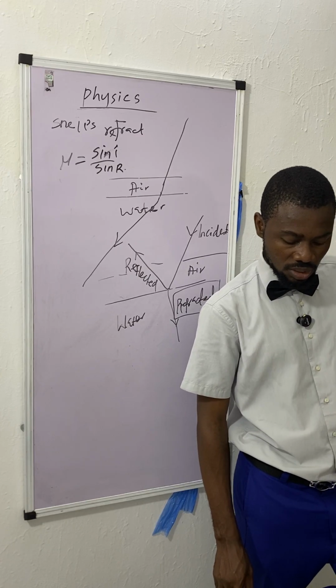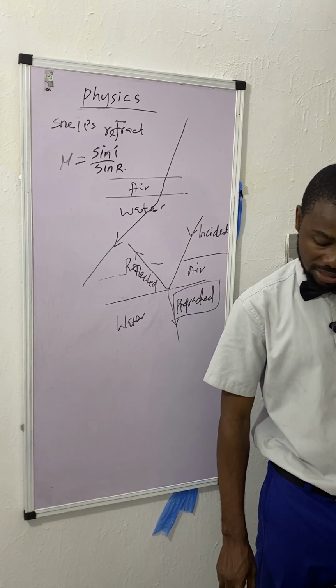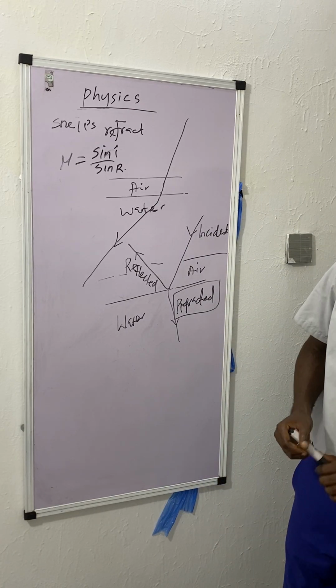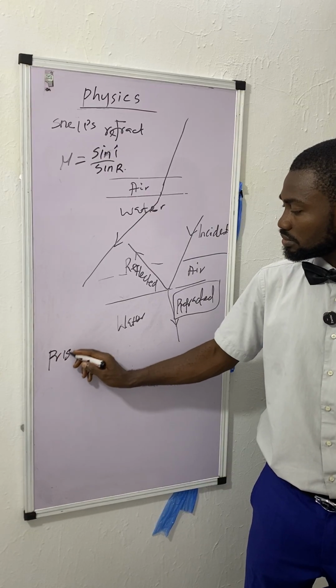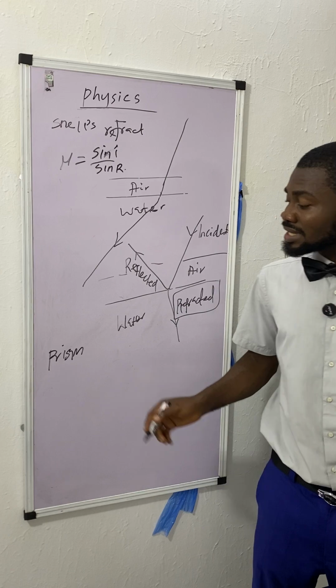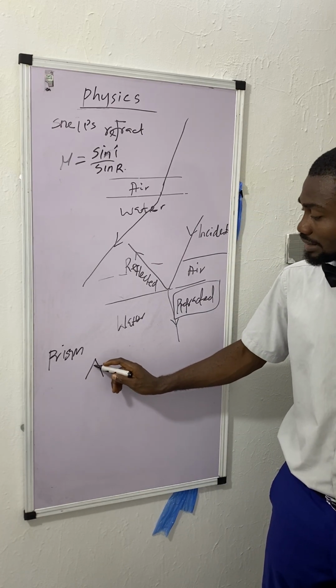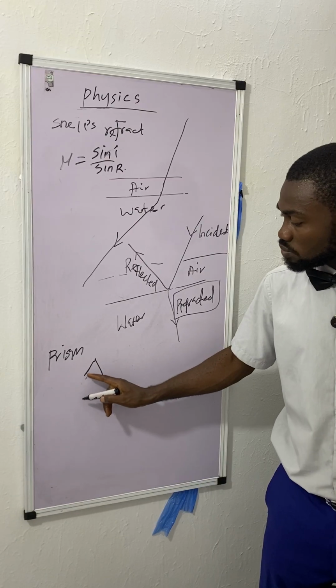Don't forget that. We want to look at the formula for minimum deviation when we're talking about a glass prism. All right, what is a prism? A prism is a reflective object. It can be glass, it can be other objects that has two parts at an angle.